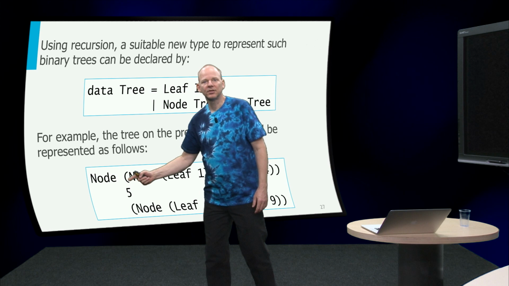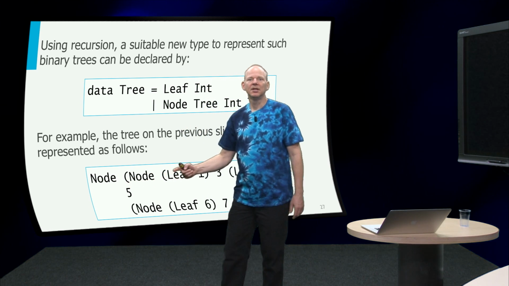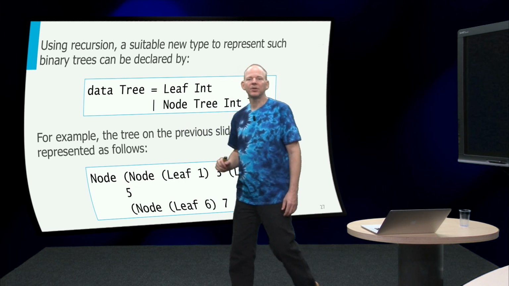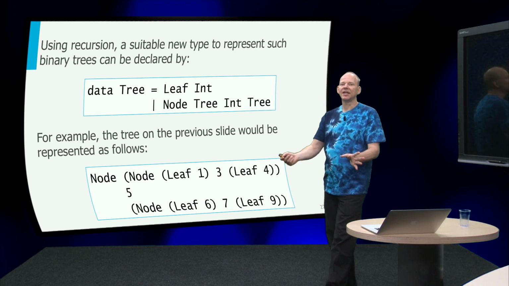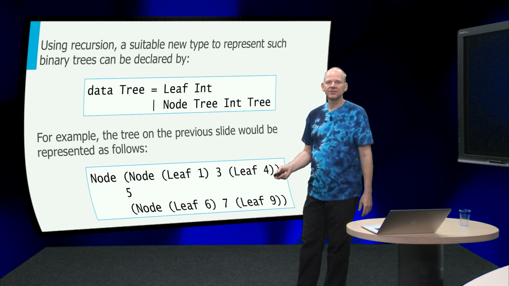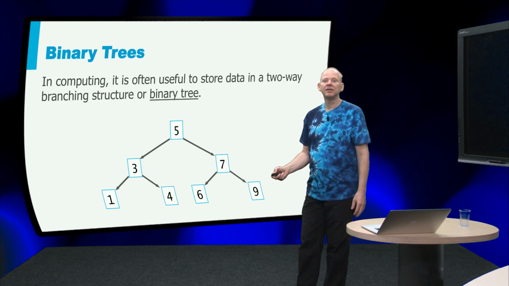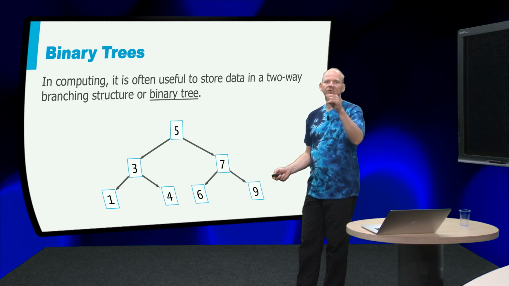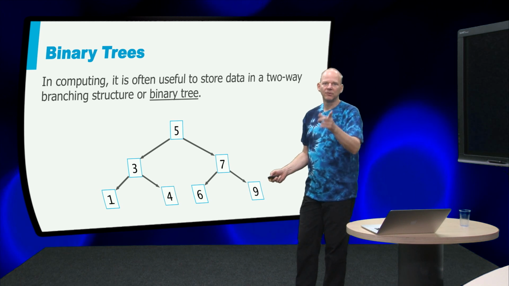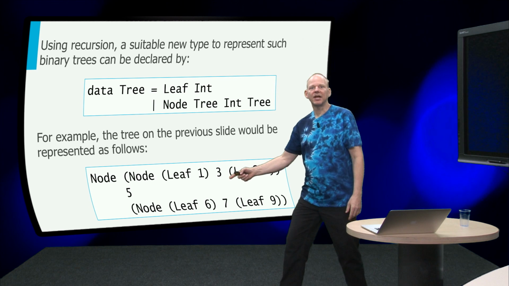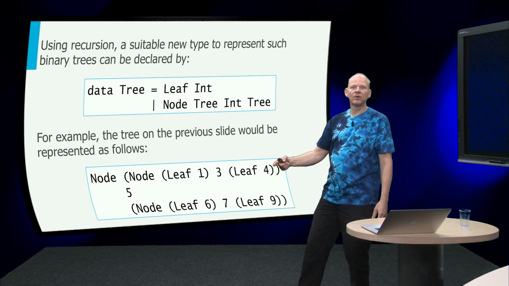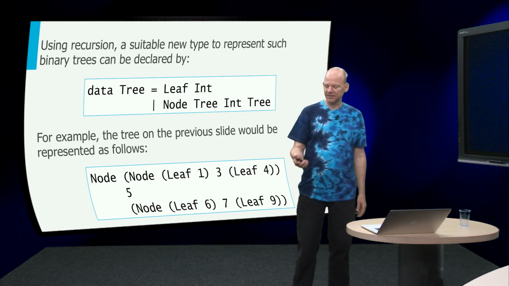We had a node with 5 at the root and 2 subnodes that had a 3 and a 7 respectively, etc. So this value here represents that picture. You see 5, 3, 7, 1, 4, 6, 9. 357 1469. That sounds like a telephone number.